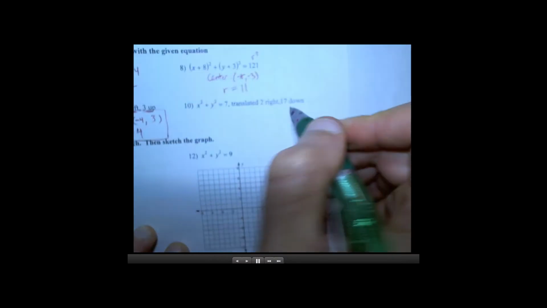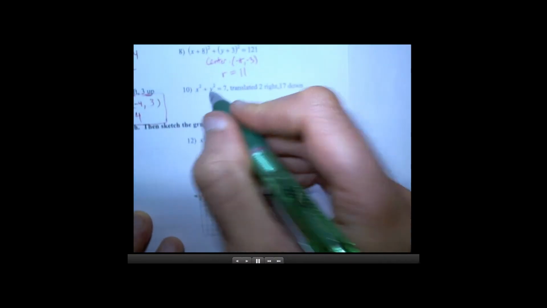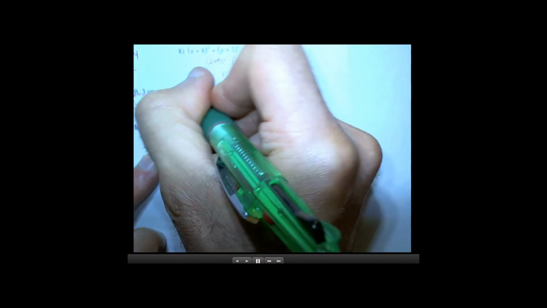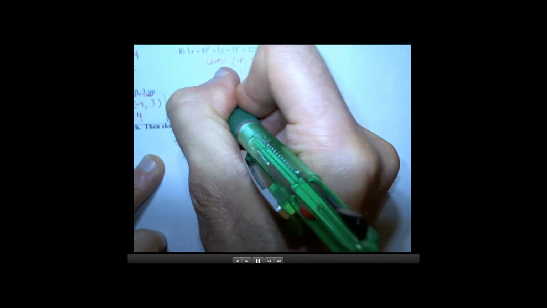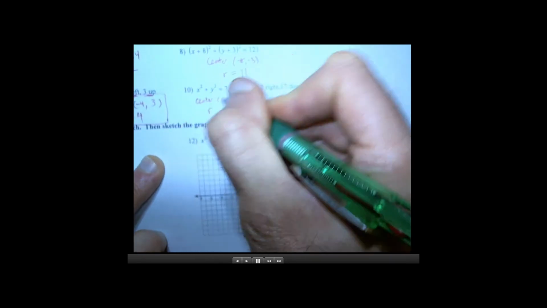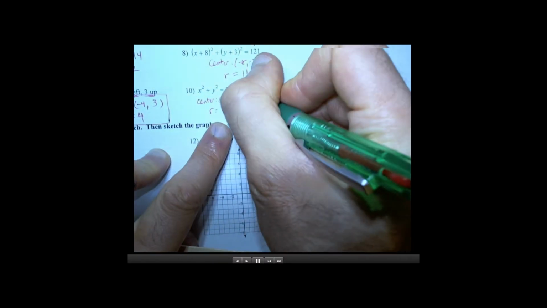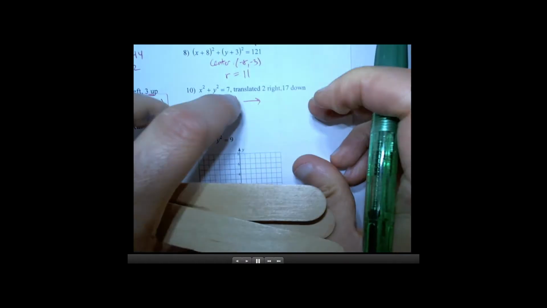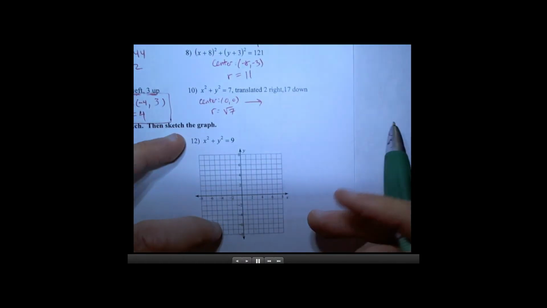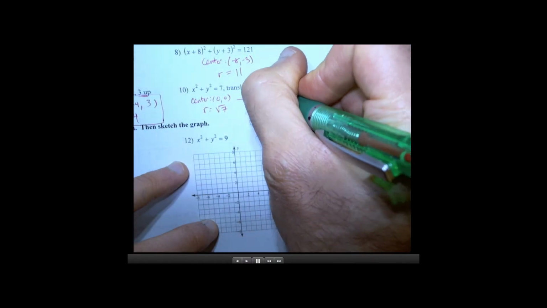Very good. Okay, so let's take a look at this one, guys. Right now, currently our center is 0, 0. And, ladies and gentlemen, what would our radius be? Would it be 7? It would be the square root of 7 right now. But if I translate it, if I shift it 2 right, 17 down. 2 right and 17 down.